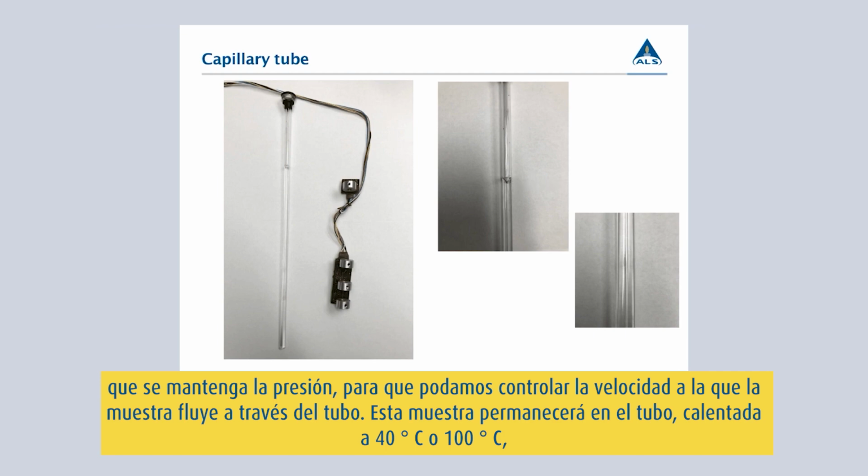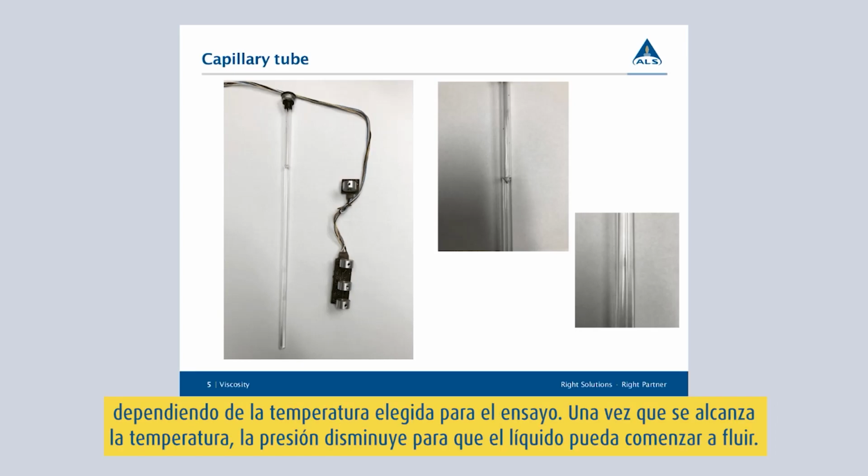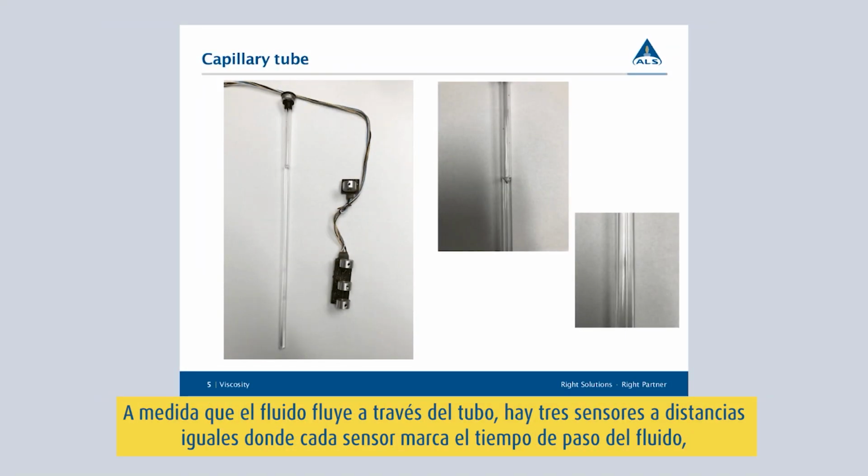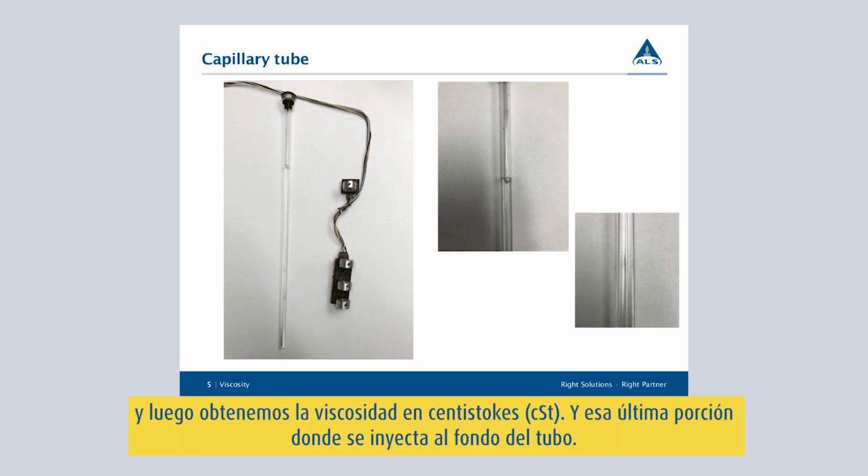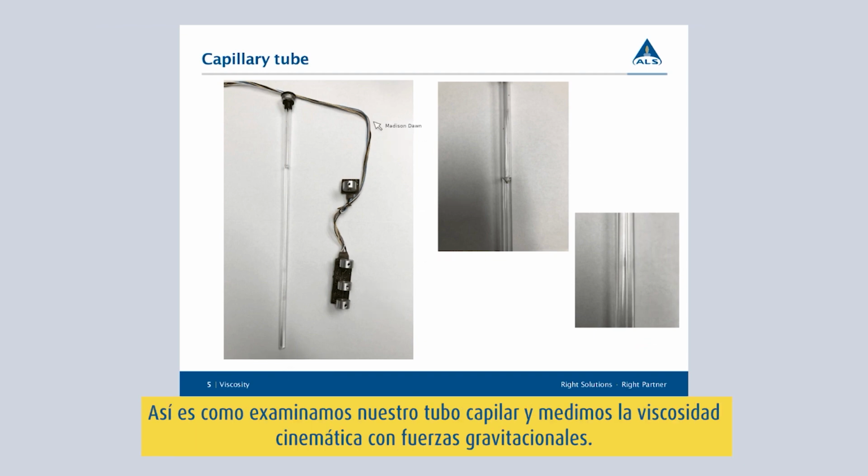So we'll drop that oil sample into the tube and heat it to 40 degrees C or 100 degrees C, depending on which temperature we're running at. Once that temperature has been reached, the pressure releases so that fluid can start flowing. As it flows, you have these three sensors down here, which are all equidistant. It times the flow between each sensor, and you can then get your viscosity in centistokes. And this is that last, very thin portion, and then it flows out the bottom. That's how we look at our capillary tube and measure that one.